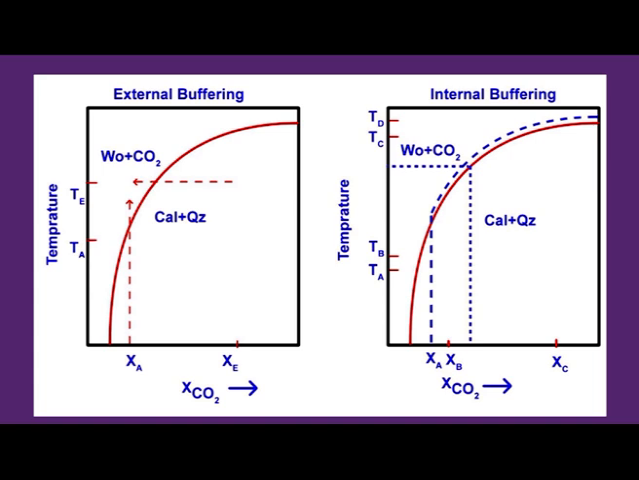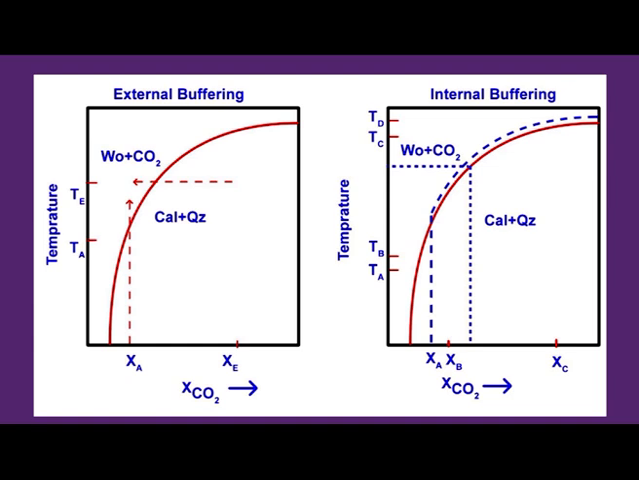Change from univariant to divariant reaction due to dilution of CO2. The divariancy of the wollastonite forming reaction is represented by the T-XCO2 diagram in order to understand internal and external buffering.